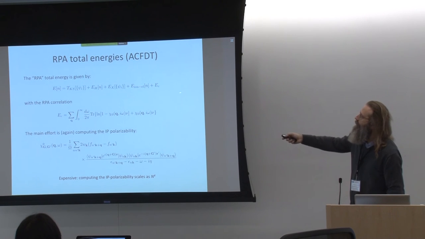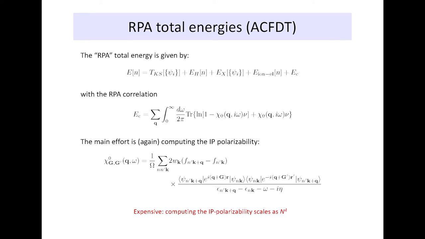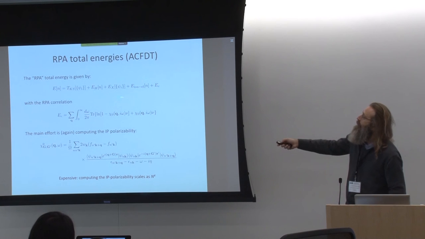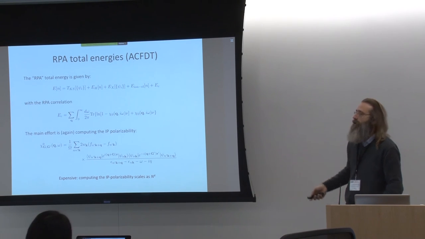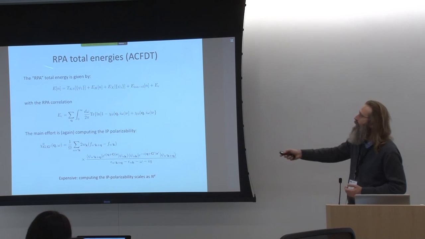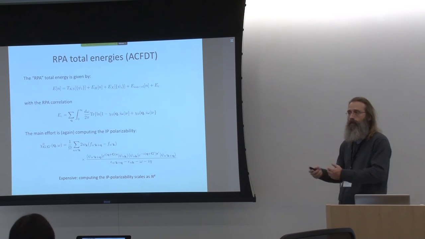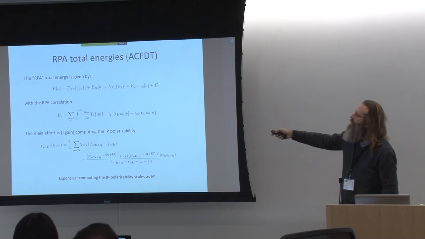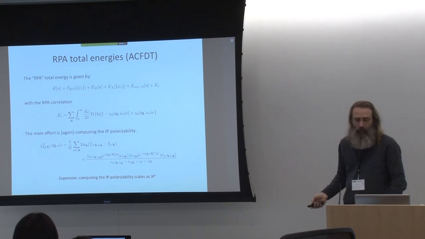I'll just give you the result, and the resulting expression, well, it's a kinetic energy. This RPA total energy has a kinetic energy that we simply compute from our orbitals, as we have seen before, a Hartree energy depending on the density, completely common. Then we have a Fock exchange energy computed with the density functional theory orbitals. So in that sense, it's different from a hybrid functional, where you have hybrid functional orbitals. But this is Fock energy evaluated with DFT orbitals. And interaction with the ions, obviously.